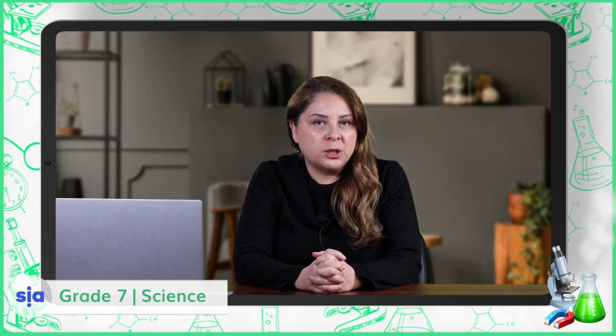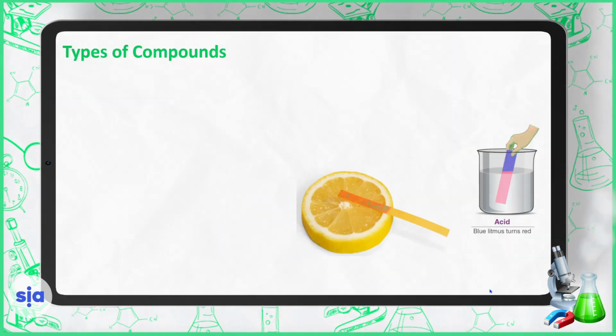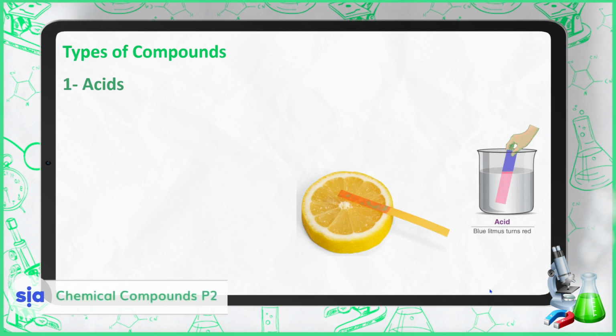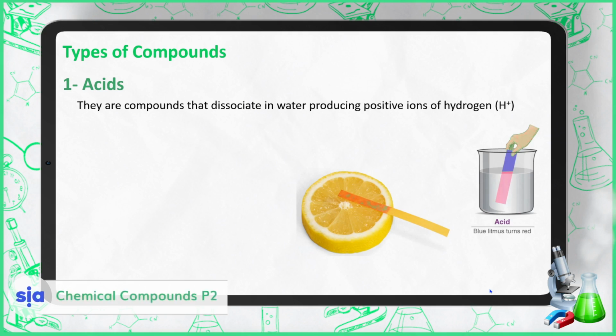Today we are going to continue discussing chemical compounds. Types of compounds. What about acids? Do you know acids? They are compounds that dissociate in water, producing positive ions of hydrogen.